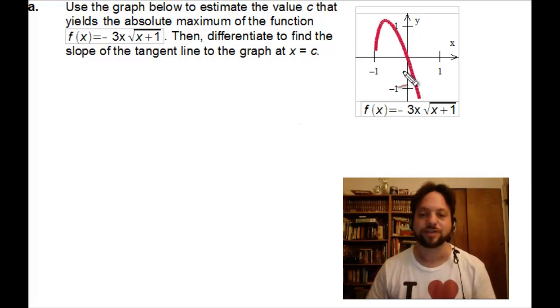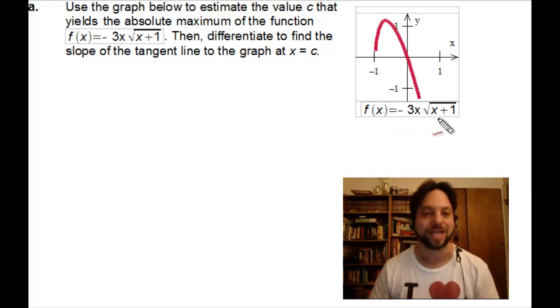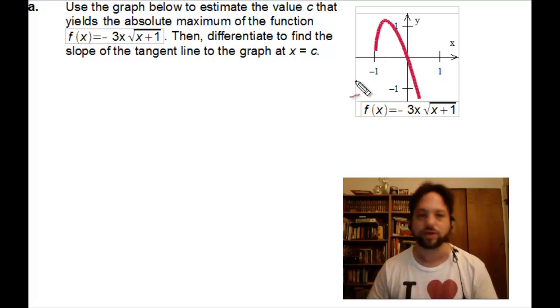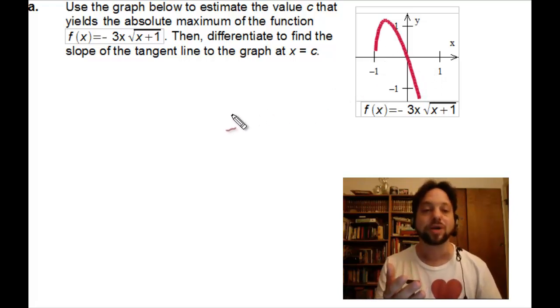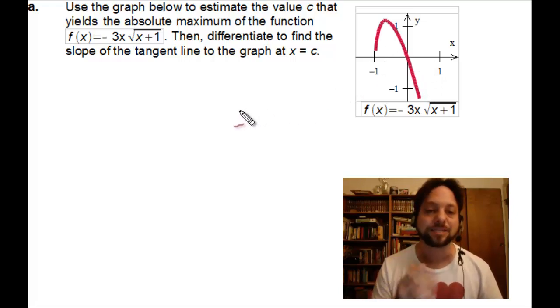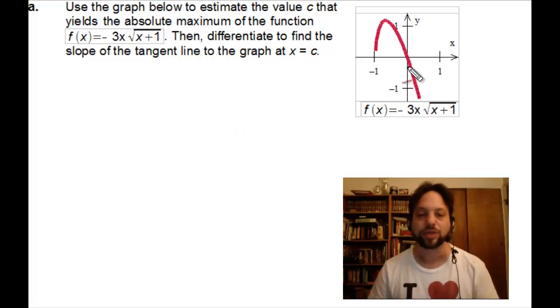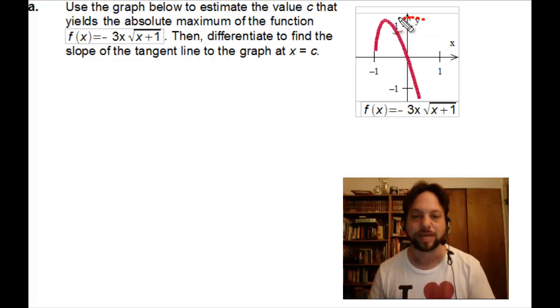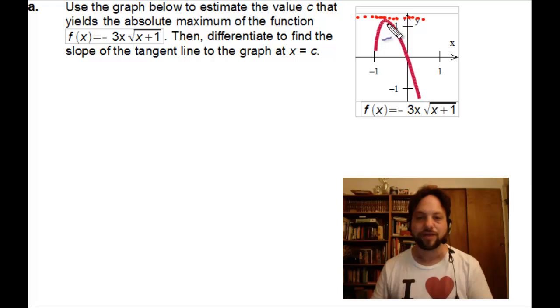We're given the graph of this nasty looking function, negative 3x times the square root of quantity x plus 1. I've graphed it for you. Here it is. And what it wants us to do is to try to estimate the x value at which this function attains its maximum. Clearly its maximum is going to be right here, but what is the value of x at this point?